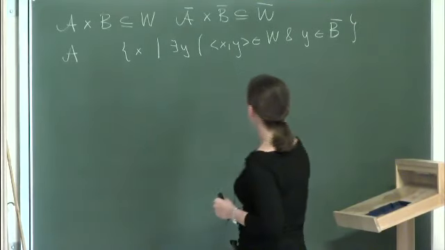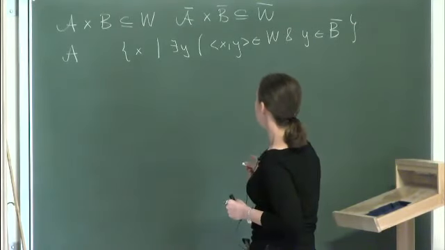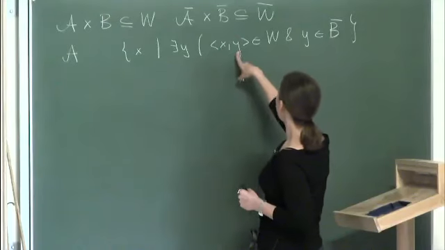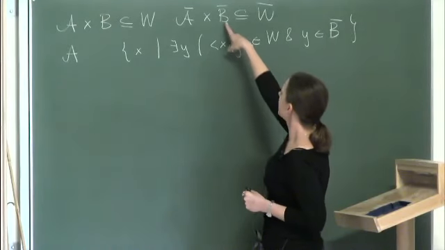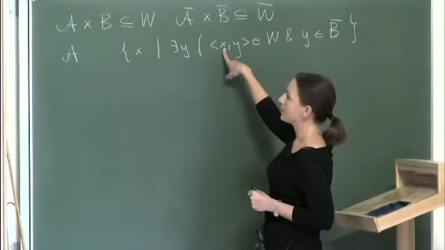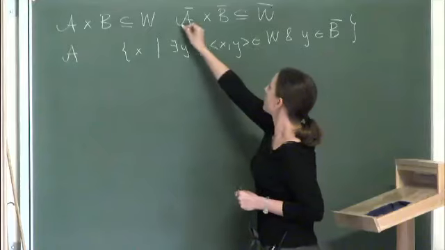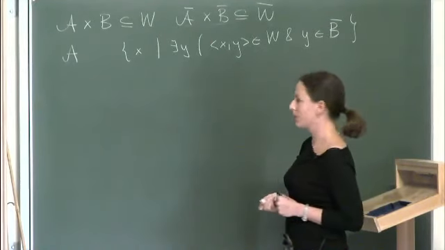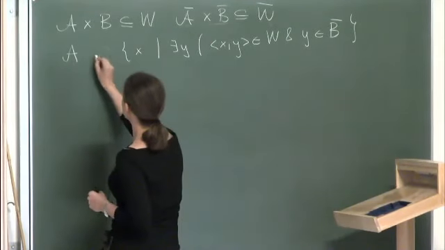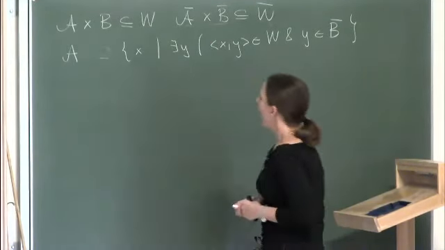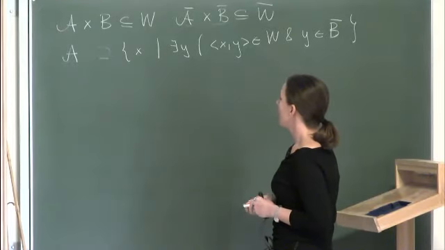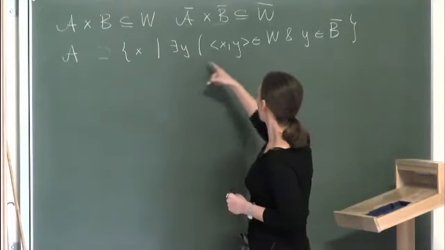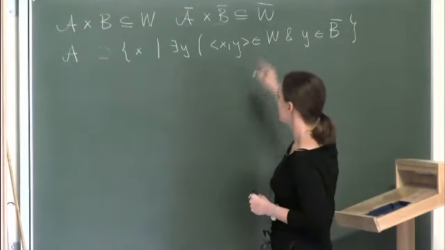Now, one inclusion of this is very easy, because if xy is in W and y is in the complement of B, x has to be in A because of this property. Otherwise, we'll get a contradiction to this. So this is very easy to show. And to show the other direction, we have to show that for every x in A, there is a y in the complement of B, such that this holds.